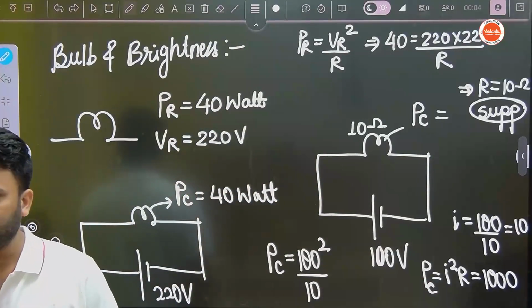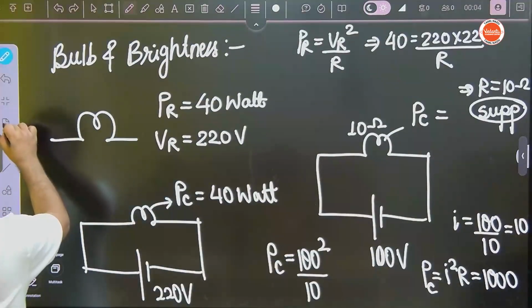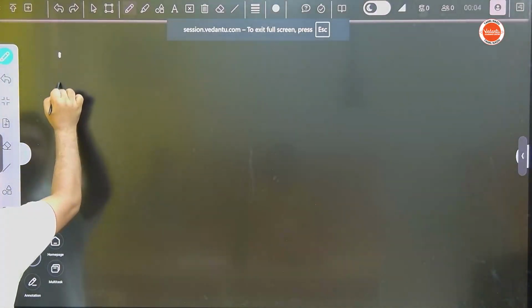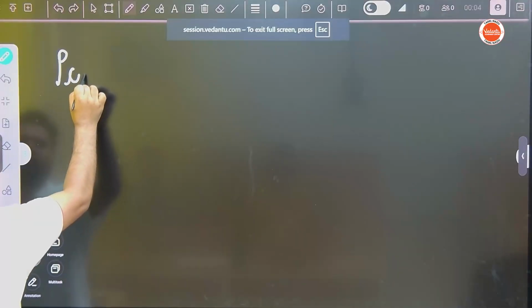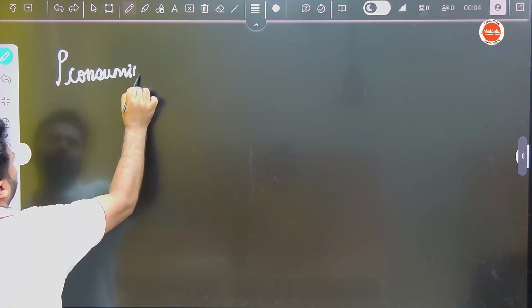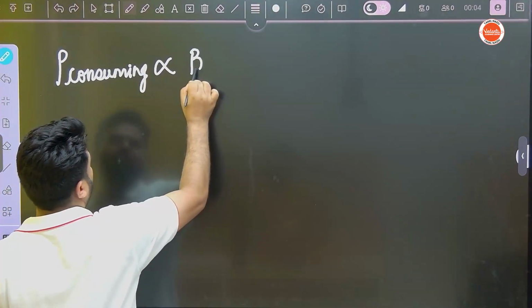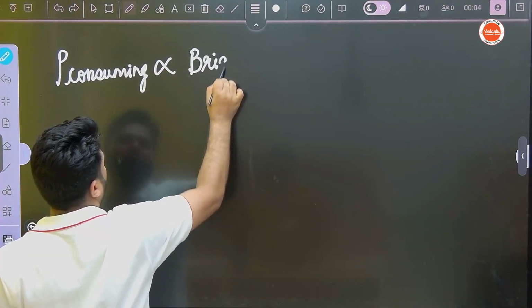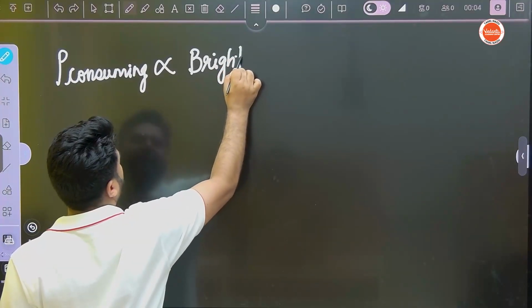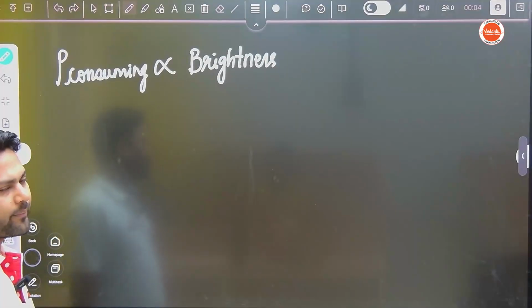We can solve like this. Always remember, how much power you are consuming is directly proportional to the brightness of the bulb. The bulb which is consuming more power, its brightness is more. Correct?